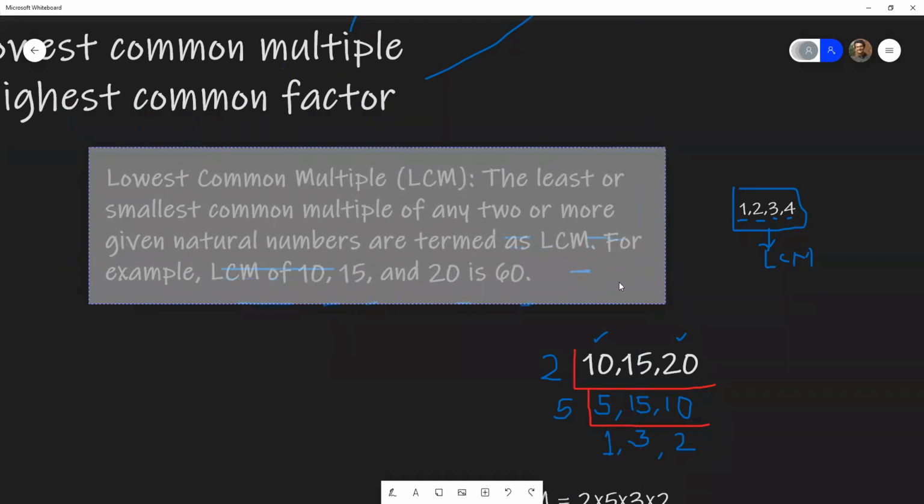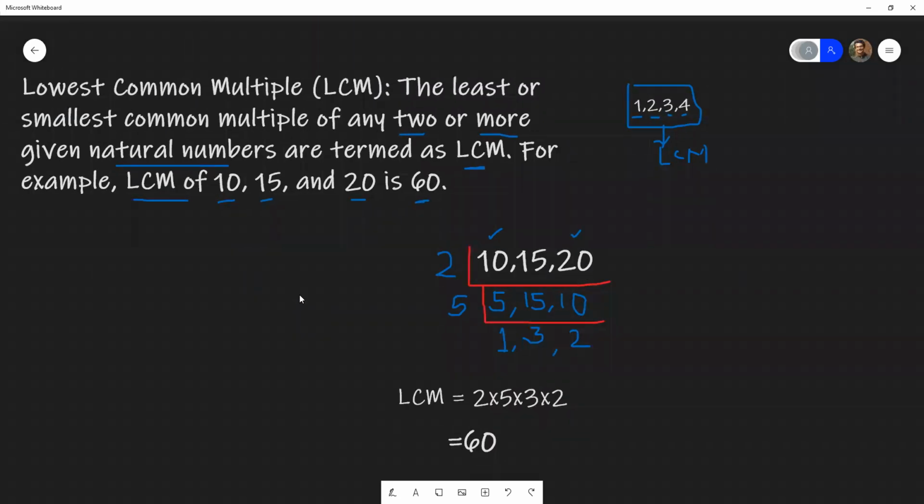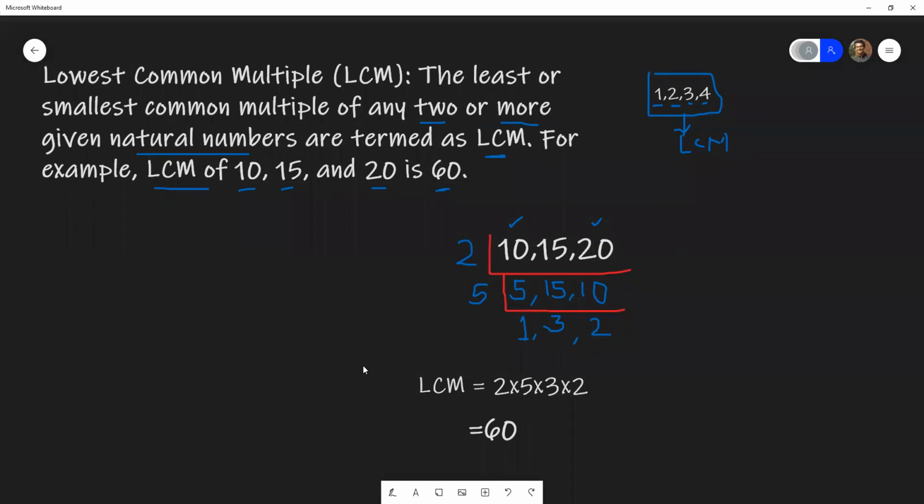Is it easy to understand? Yes, sir. Okay. If anyone has any questions? Okay, I guess no. So let me break it down to you again. Lowest common multiple is the least, the smallest. These are the smallest ones, okay? The least or smallest common multiple of any 2 or more given natural numbers.